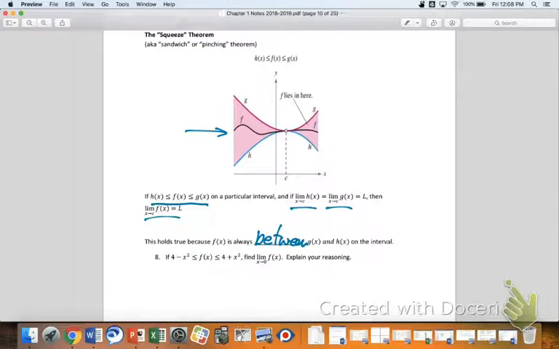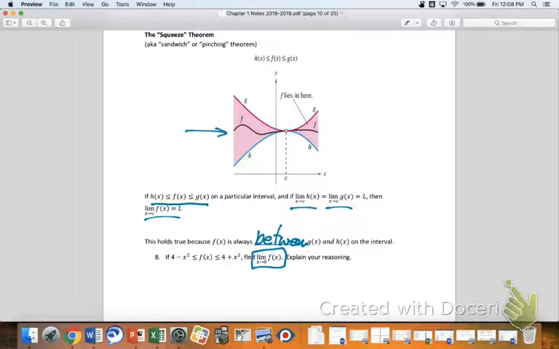So I think number 8 is a pretty nice example of this. We can look at a graph of this here in a second as well. It says if 4 minus x squared is less than or equal to f of x, which is less than or equal to 4 plus x squared, then find the limit as x approaches 0 of f of x. Well, for all the limits that we've been doing, if you just look at what I've got there in the blue box, there's not enough information, right? Somebody could look at that and say, well, what is f of x? I think I can do this limit as x goes to 0, but I don't even know what f of x is, so I can't do this.